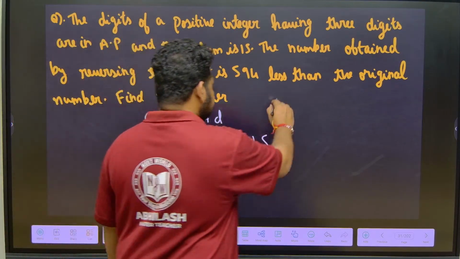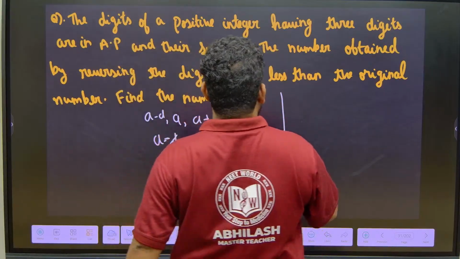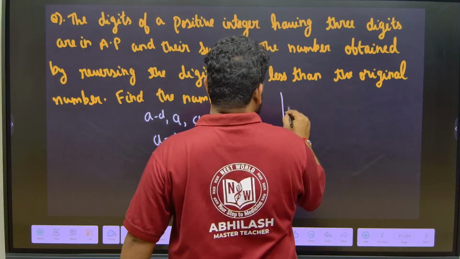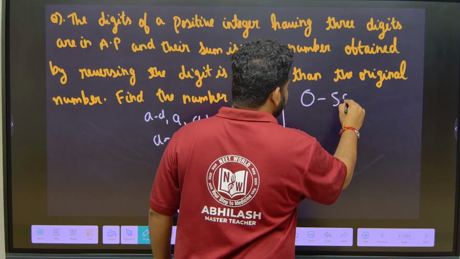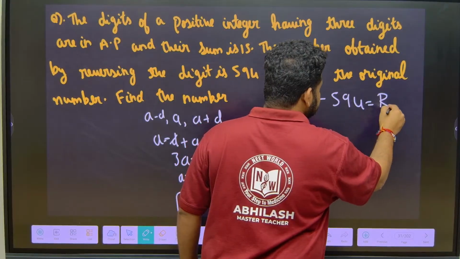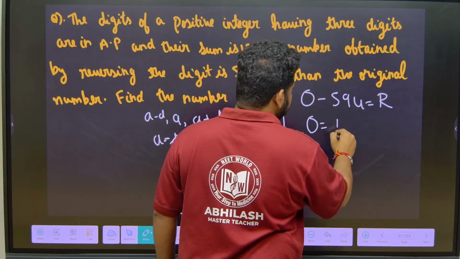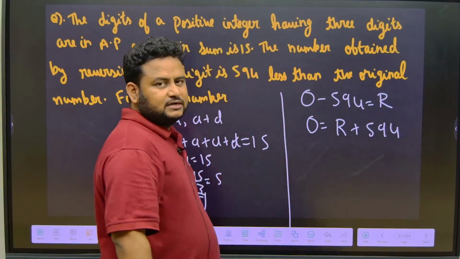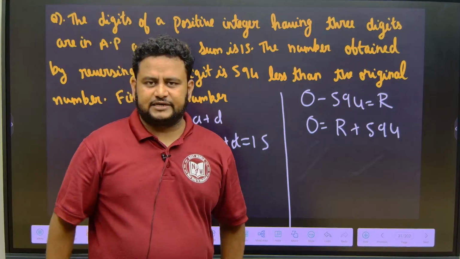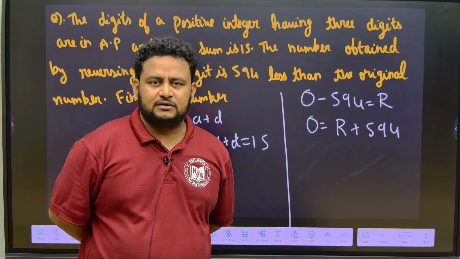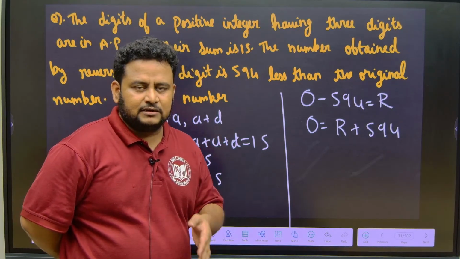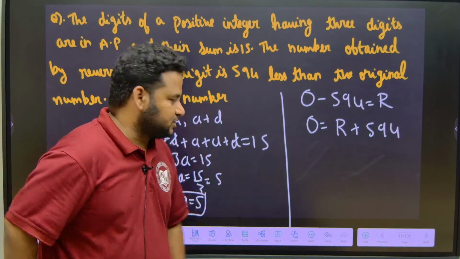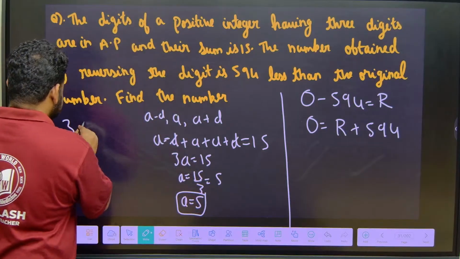And now they are telling another condition, that the number obtained by reversing the digits is 594 less than the original number. That is, original number minus 594 will give us the reversed number. Or I can write original is equal to reverse plus 594. Original number, how to write? You might have studied in your school, school level. So how to write a 3 digit number? The hundreds digit you will multiply by 100, the tens digit you will multiply by 10, and the unit digit you will multiply by 1. Suppose I have to write 368.